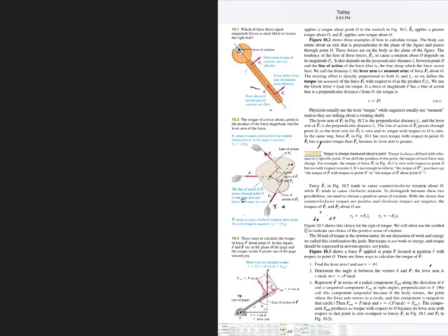The torque is a vector, and the definition of the torque is that the vector torque is obtained by taking the position vector of the particle, R, cross F. This is the definition of the torque, and the magnitude of the torque of this cross product is the magnitude of R by the magnitude of F by the sine of theta. This is the magnitude.